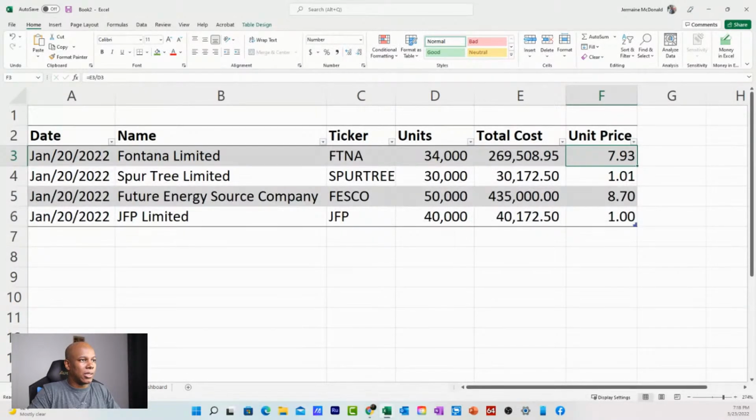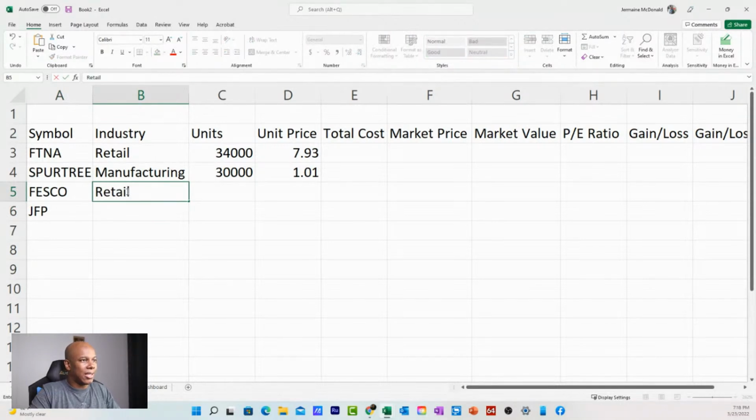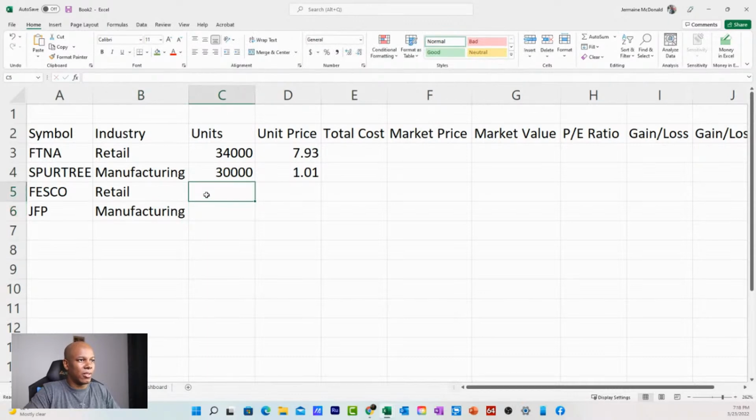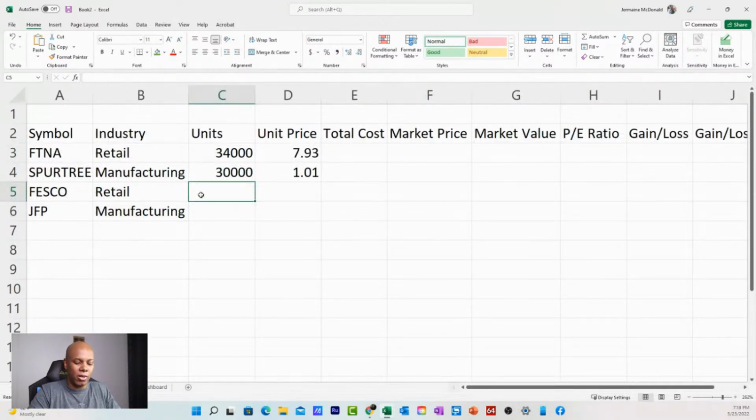Then I bought Fesco and JFP. So Fesco, JFP. Fesco, I think, is classified as retail, and JFP, as we know, is manufacturing. So we really have only two categories for now, keeping it very simple, 50,000, 40,000.